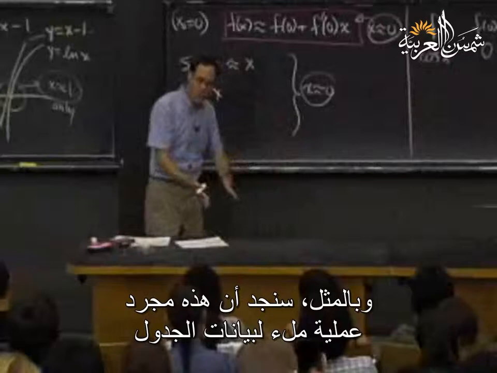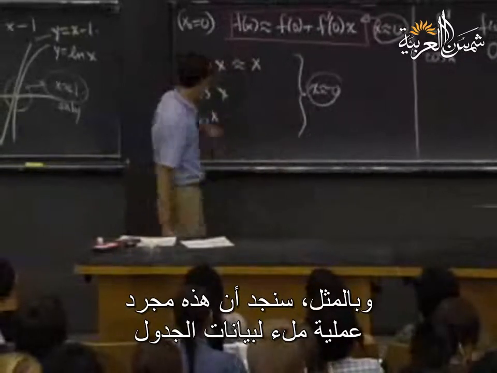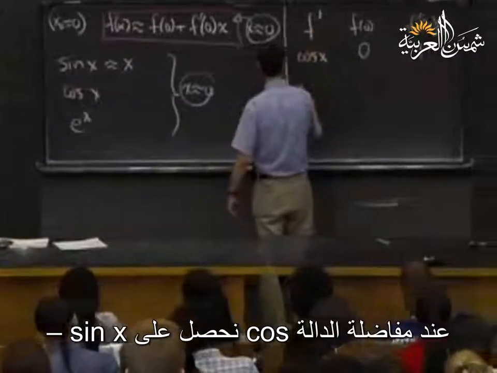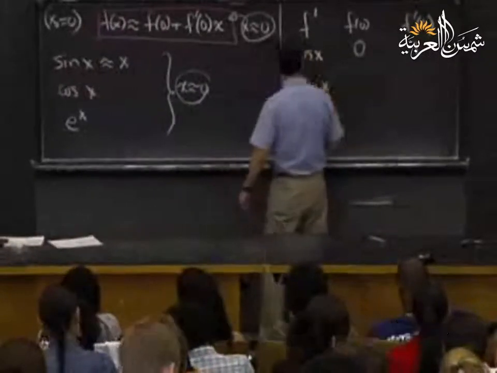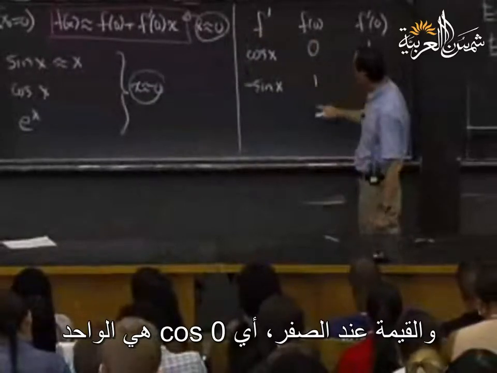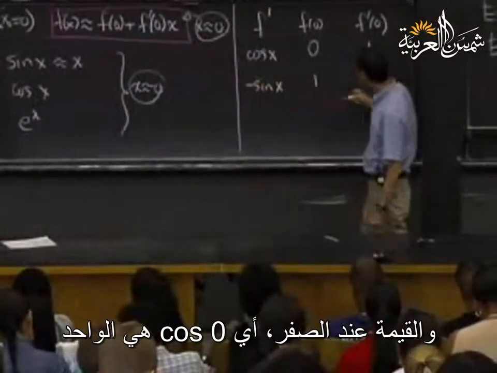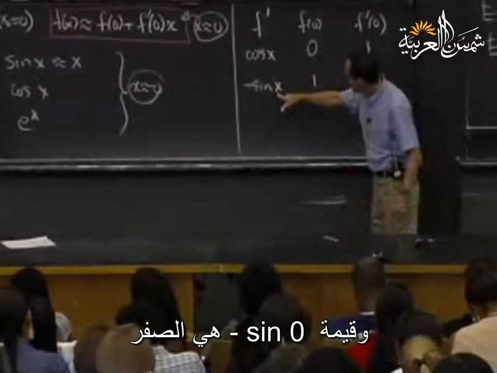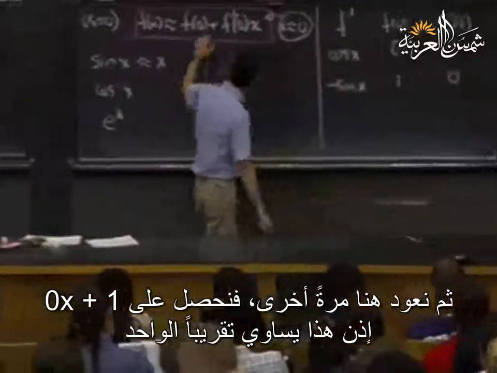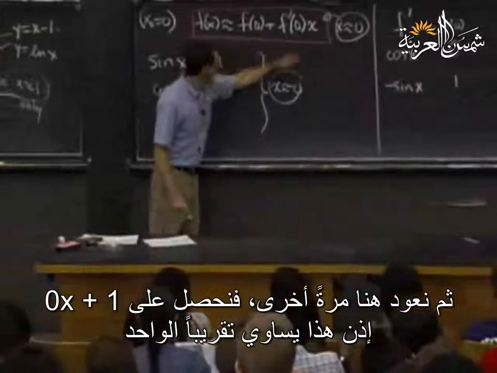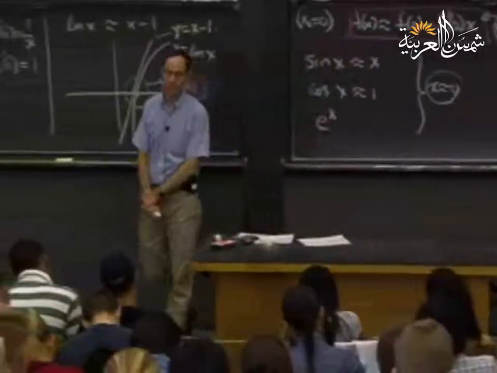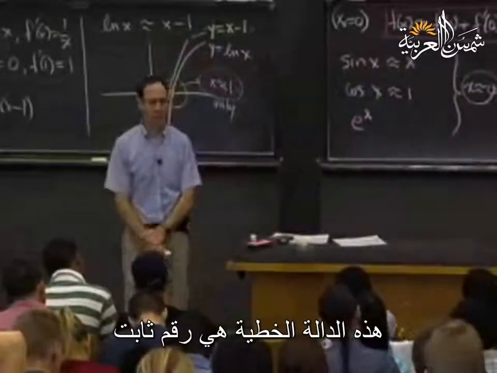Similarly, now this is a routine matter to just read this off for this table. We'll do it for the cosine function. If you differentiate the cosine, what you get is negative sine x. The value at 0 is 1, so that's cosine of 0 at 1. The value of the minus sine at 0 is 0. So going back over here, this is 1 plus 0 times x. So this is approximately 1. This linear function happens to be constant.